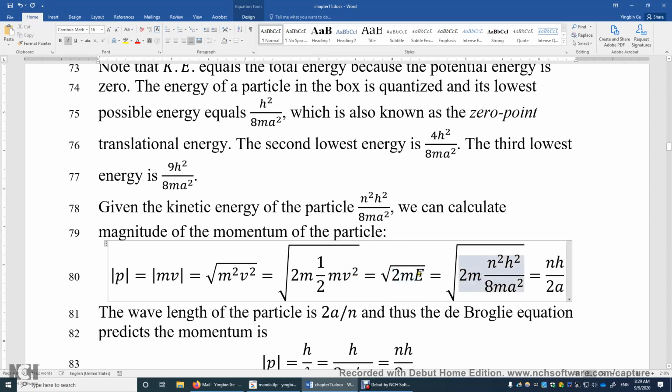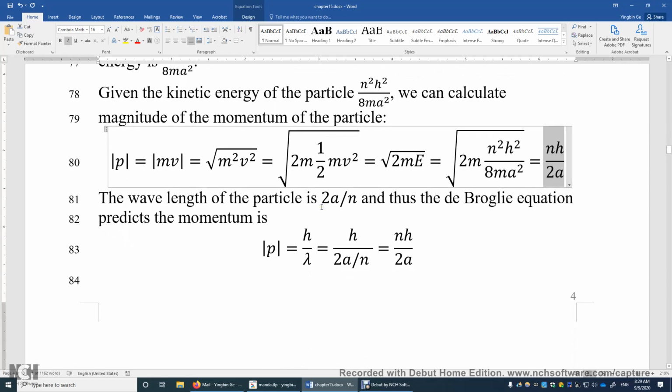All right, we plug in the expression of the total energy, n squared h squared over 8ma squared, and then m and m cancel. We have n squared h squared on top. We have 4a squared on the bottom, and then we take the square root. The result is nh over 2a. So the magnitude of the momentum is nh over 2a.